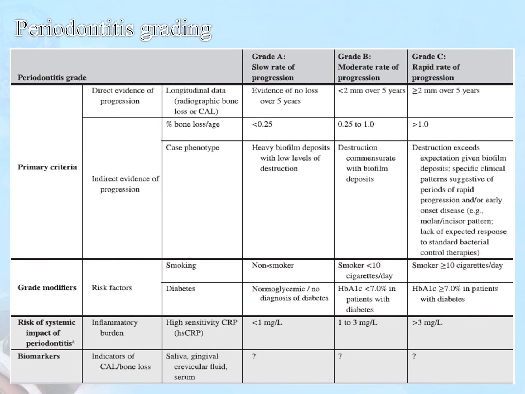Diabetes: if they are normoglycemic with no diagnosis of diabetes, they are in the slow category. Moderate rate of progression if they have less than 7 HbA1c, and more than 7 HbA1c are in the rapid rate of progression. Next, coming on to the CRP factors. Generally we don't consider it at a clinical scenario level. So only the primary criteria and the grade modifiers we do consider.